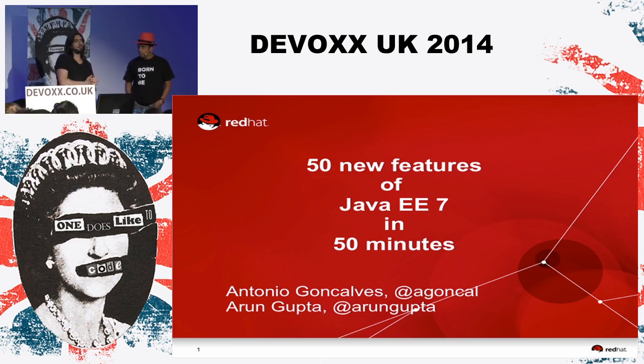Okay, so here we are. We have 50 minutes to talk to you about Java EE 7. So we thought if you know Java EE, in 50 minutes we can show you 50 new things of Java EE 7. So it's going to go a bit fast, 1 minute per new feature. Ready?